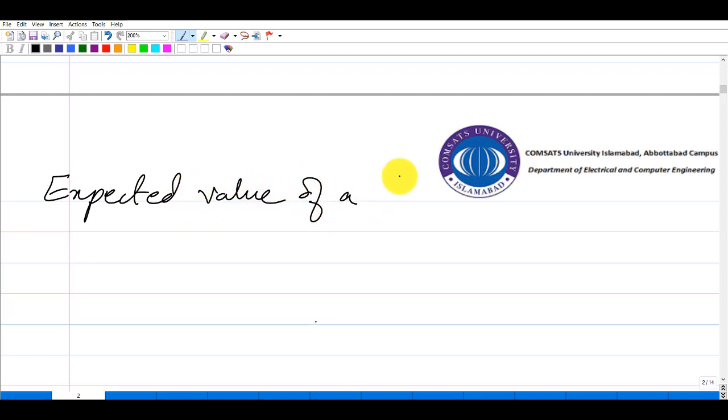And today's topic is expected value of a function of two random variables.